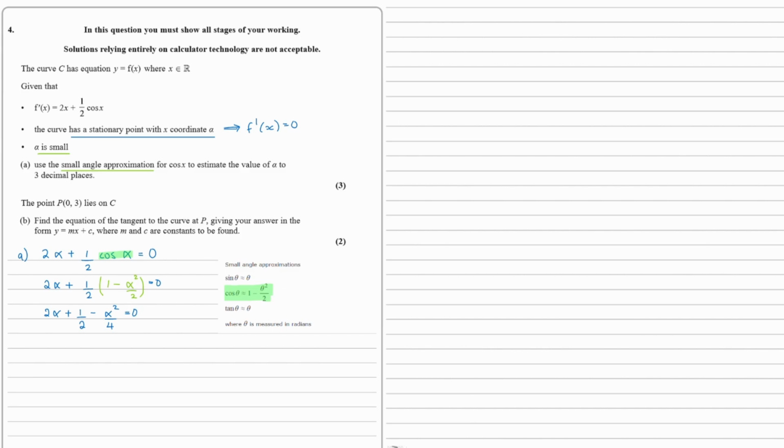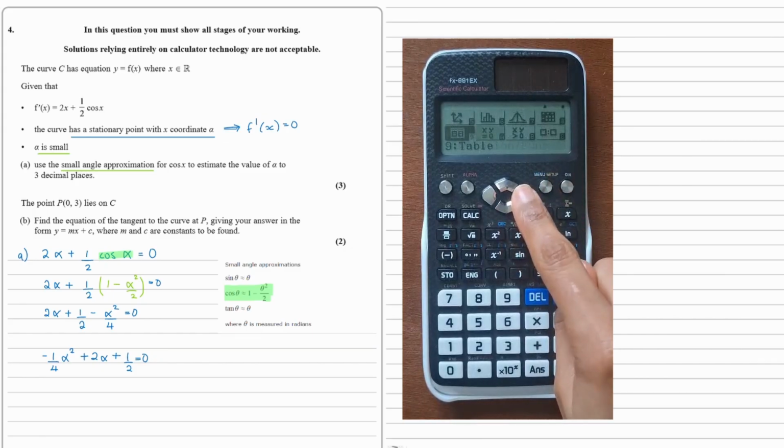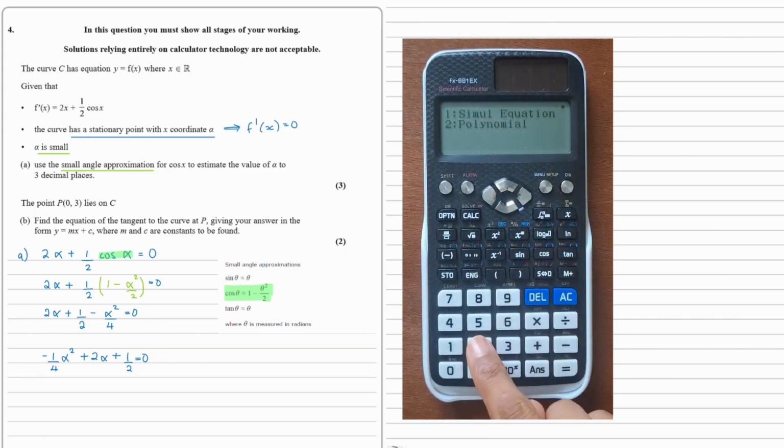And as we can see, this is a quadratic equation. So we can rewrite it in a proper quadratic form by putting minus 1 over 4 alpha squared. We then have plus 2 alpha plus a half is equal to 0. We can then solve this in our quadratic solver in the calculator by going to menu and then going down to equation. We are then going to select 2 for polynomial, and we're going to select 2 for a quadratic equation. Our A value is minus a quarter, the B value is 2, and the C value is a half.